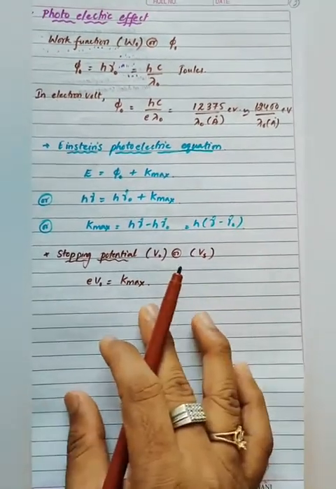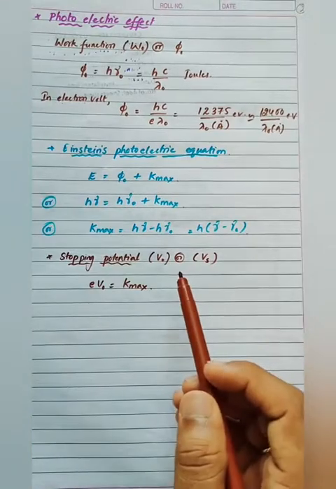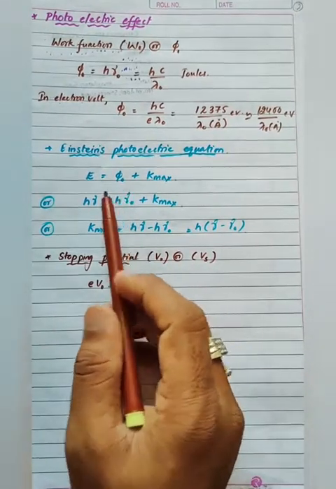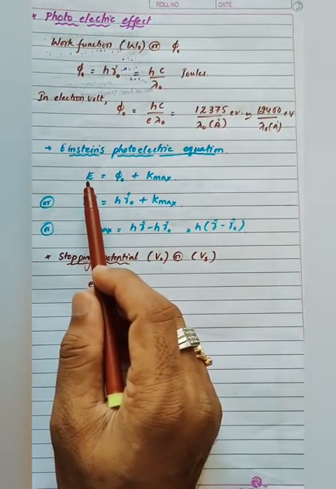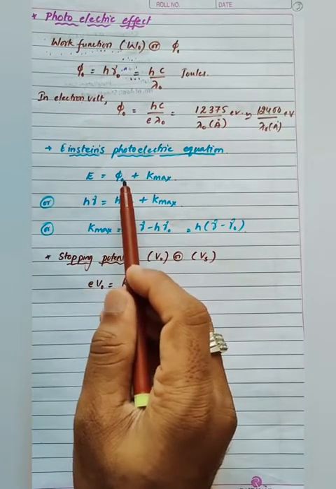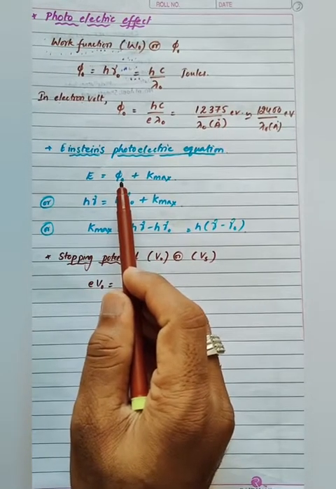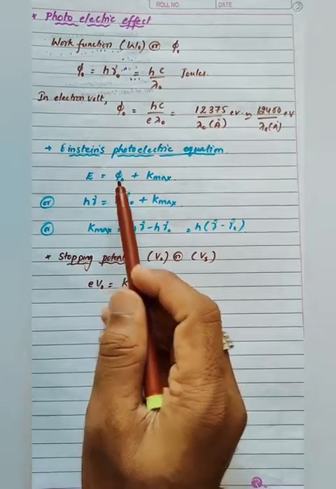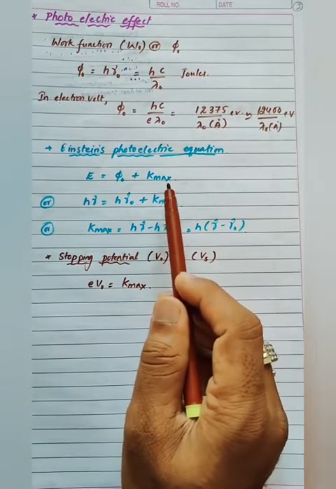Now comes Einstein's photoelectric equation, that E is equal to, okay, this is E, the energy of the photon, which is utilized in two ways: one is the work function, and the remaining part is kinetic energy.